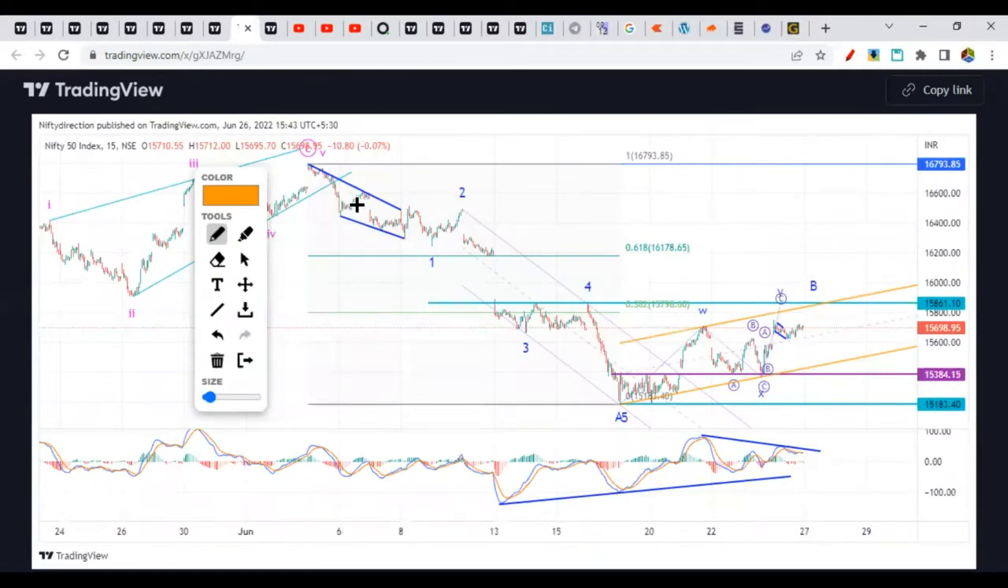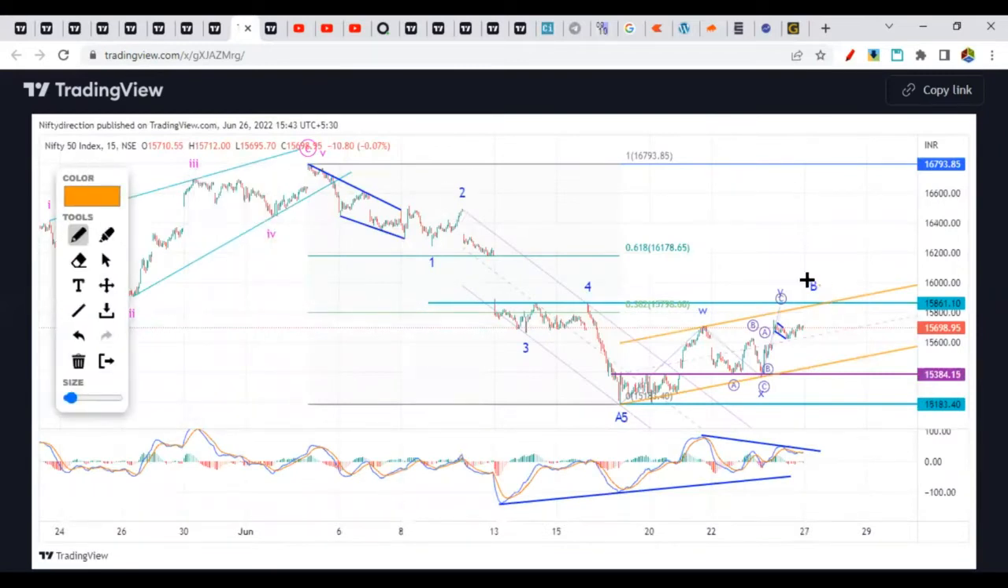So this was the analysis from last week, where we expected a drop from 15,861 and a drop below 15,183. That didn't happen. Nifty is still in consolidation. It is a longer consolidation, and we will discuss the next chart in a few minutes.